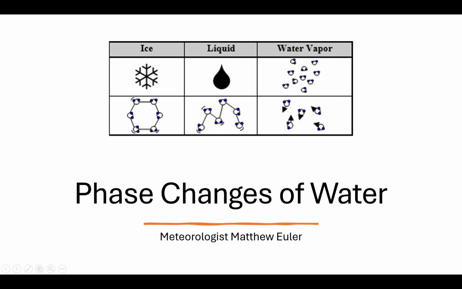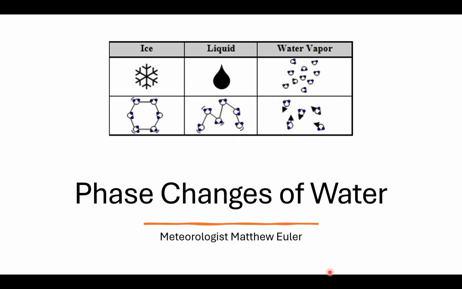If we look below the ice here, for example, you notice how these molecules are more rigid and locked into place. If we look at a liquid, you still have some molecules locked in together, but they're not as rigid as with a solid or ice. And then with a water vapor, you see these water molecules are more free to move about, and it's more random as far as the organization, not really a rigid structure when you have water vapor as a gas.